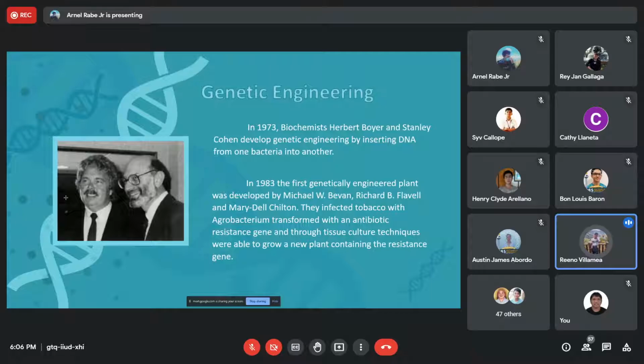In 1973, biochemists Herbert Boyer and Stanley Cohen developed genetic engineering by inserting DNA from one bacteria into another bacteria. So the first genetic engineering was from one bacteria into another bacteria. In 1983, the first genetically engineered plant was developed by Michael W. Bevan, Richard B. Flavell, and Mary-Dell Chilton. They infected tobacco with agrobacterium transformed with an antibiotic resistance gene, and through tissue culture techniques were able to grow a new plant containing the resistant genes.